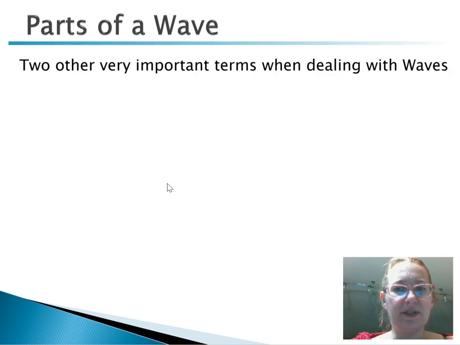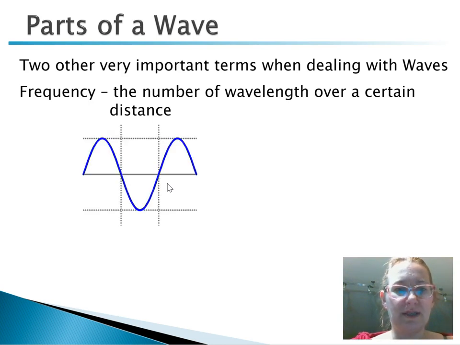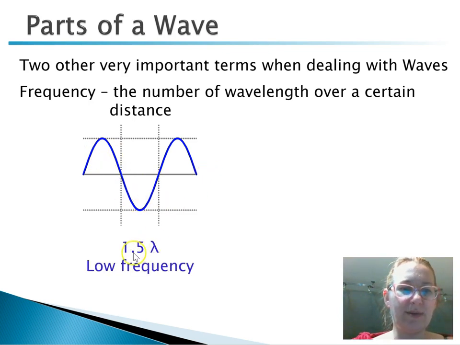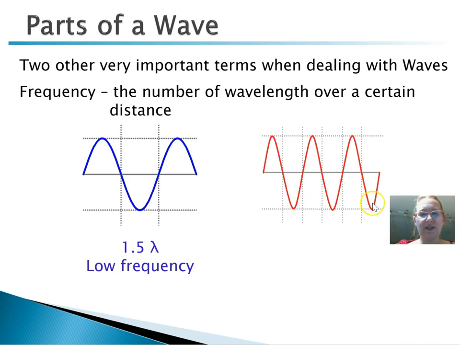The second important term that I want to talk about when dealing with waves is frequency. Frequency is the number of wavelengths that occur over a certain distance. So again, if we look at this wave, we have a certain distance here, and if I look at this whole distance and count the oscillations, I would get 1.5 wavelengths. And I consider that a fairly low frequency, especially compared to this wave, which is covering the same distance of space, but here we're getting more oscillations. In fact, we're getting a frequency of 3 wavelengths in that same area. So this wave has a higher frequency than this wave.